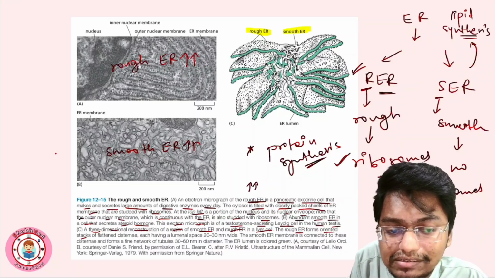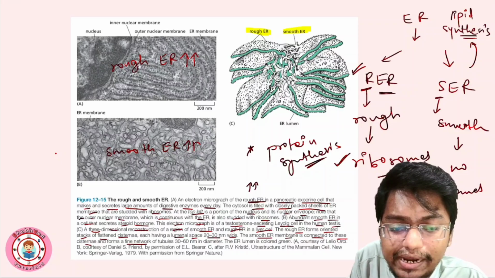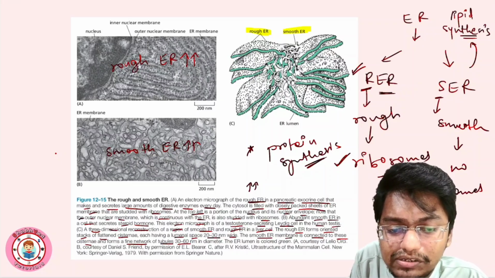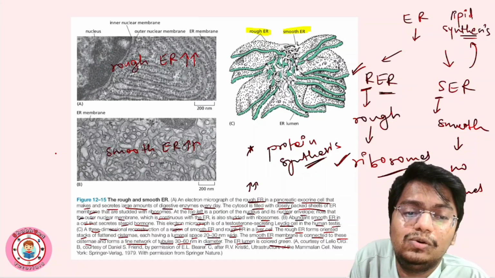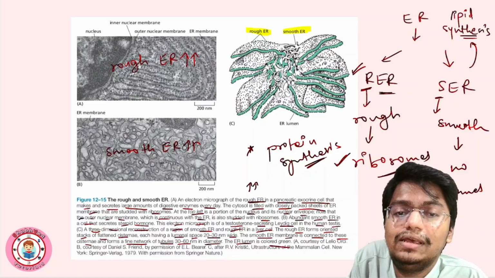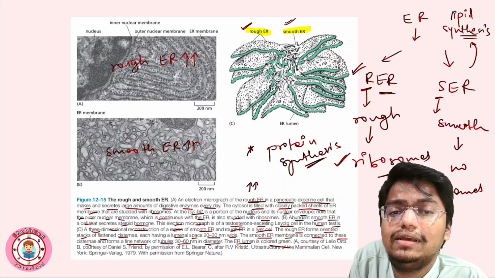Okay, the rough ER forms oriented stacks of flattened cisternae, each having a luminal space 20 to 30 nanometers wide. The smooth ER membrane is connected to these cisternae and forms a fine network of tubules 30 to 60 nanometers in diameter. The ER lumen is colored green. Okay, see, this is a liver cell. The liver cell has rough ER present and smooth ER present too. Got it?